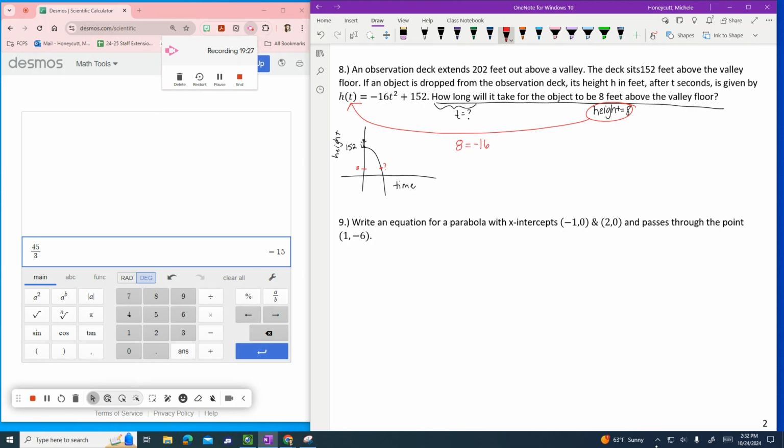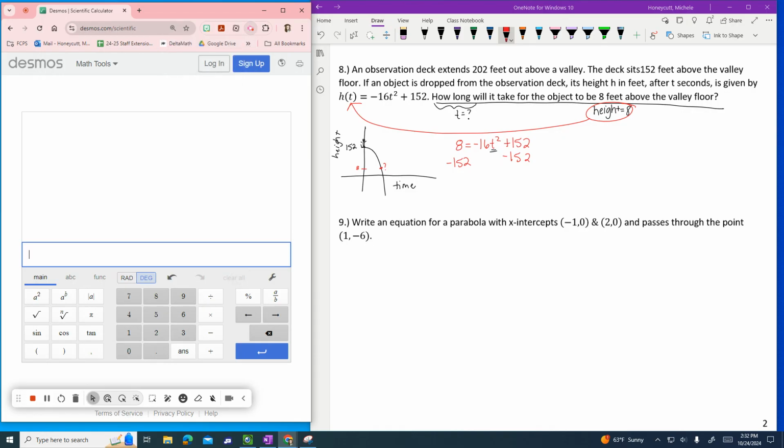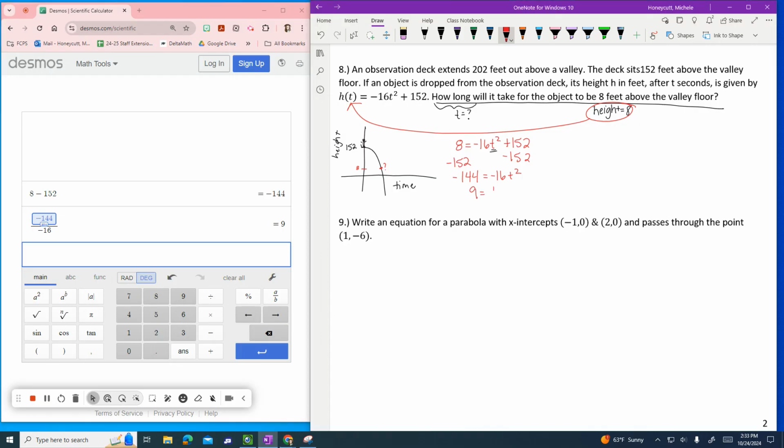So 8 equals negative 16t squared plus 152, and I'm going to solve this equation. I notice that this equation only has t squared and doesn't have a t term. So I'm just going to get the t by itself. You can subtract 152 on both sides. 8 minus 152 is negative 144 equals negative 16t squared. I'm going to divide that number by negative 16, and we get 9 equals t squared.